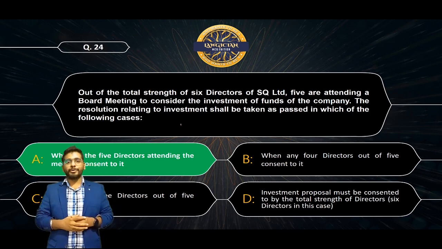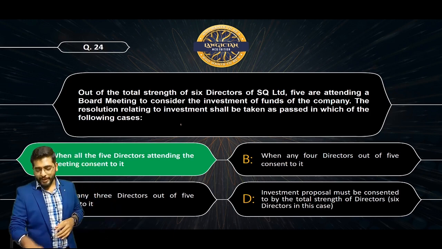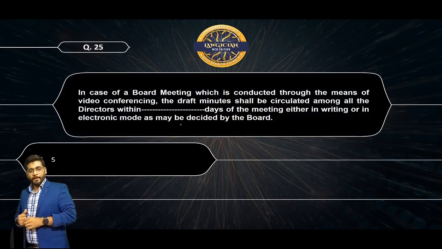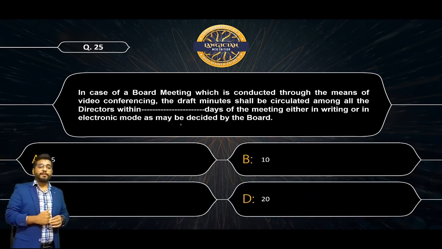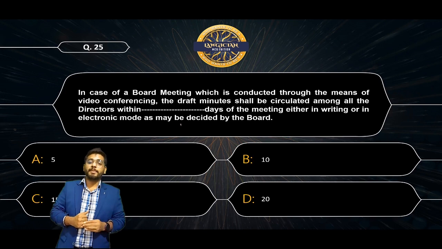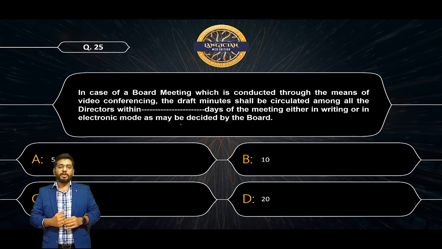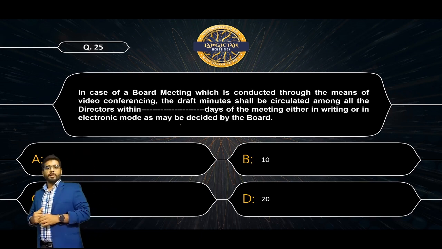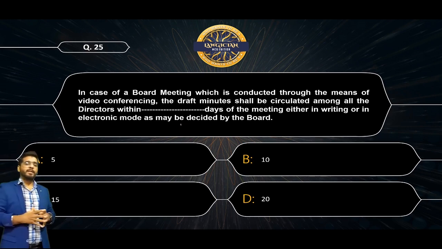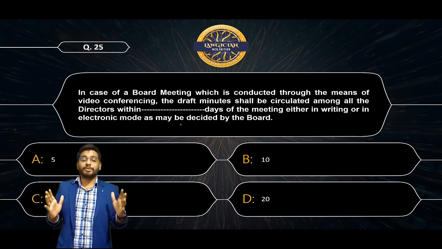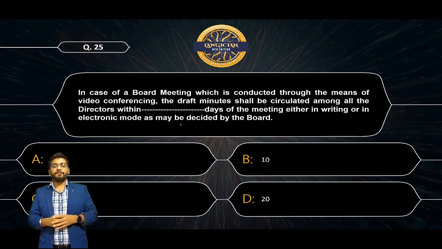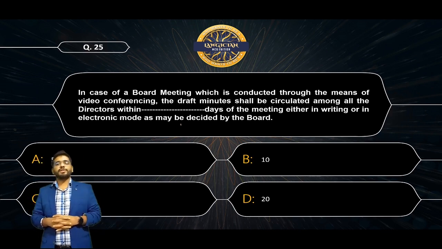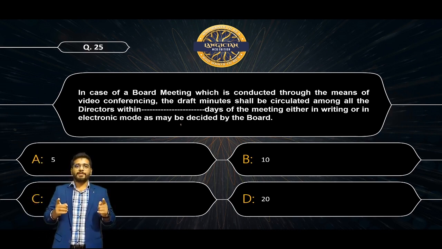All right. So I hope you have understood 24, and let's go to one last MCQ for today, and that is 25 on your screen. In case of a board meeting which is conducted through the means of video conference, the draft minutes shall be circulated among all the directors within how many days of the board meeting? It can be either in writing or by any electronic mode. How you want to send is up to you, but it has to be sent within how many days? 5, 10, 15 or 20. The choice is yours. Select wisely. 30 seconds. Done.